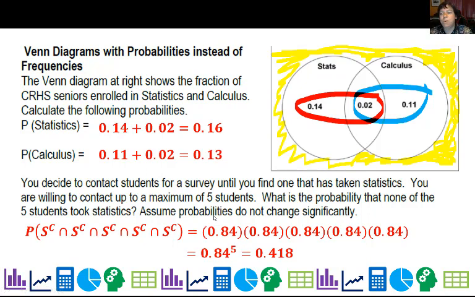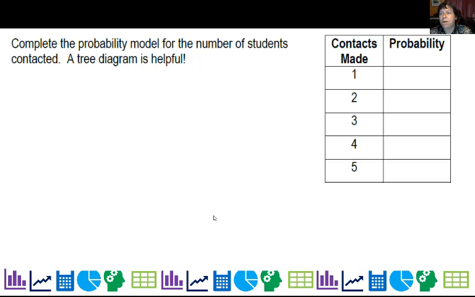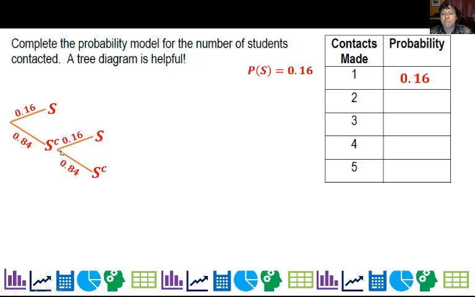So how could I figure out what are the probabilities of how many students I have to contact before I get a stat student? Well, a tree diagram can be quite helpful. And so I'm going to say, okay, first time I try, I'm either going to get a stat student or not a stat student. And there's the probabilities you saw. So the probability on the first try I get one is 16%. Here I'm going to try again. And now I finally get a stat student on that one. So it took me 2 tries to get to a stat student. And so I just multiply those two. 0.84 times 0.16. Remember, we can just multiply the probabilities along the branch.